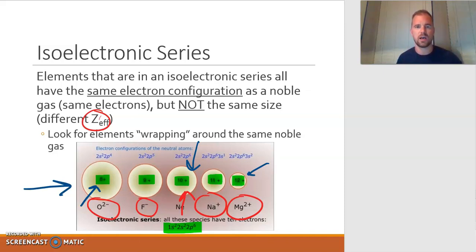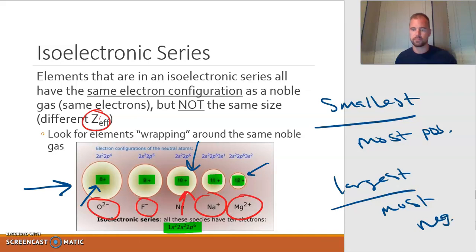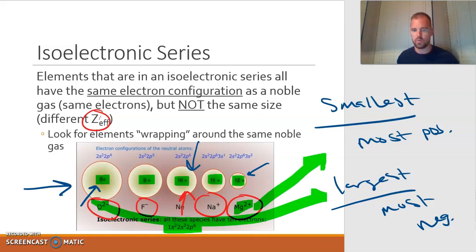And once you know a set of ions is isoelectronic, the one that is going to be the smallest is the most positive. And the one that's going to be the largest is the most negative. Such as oxygen's -2, magnesium's +2. That corresponds to what we just talked about here.